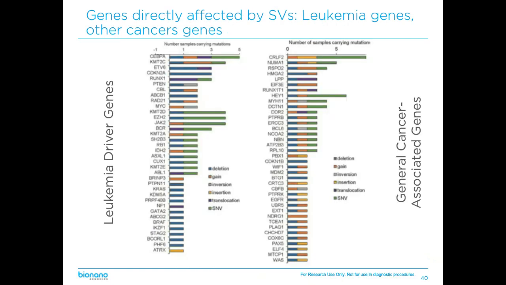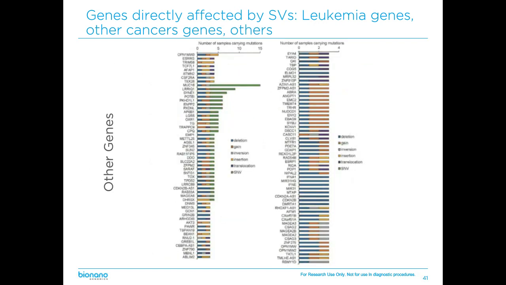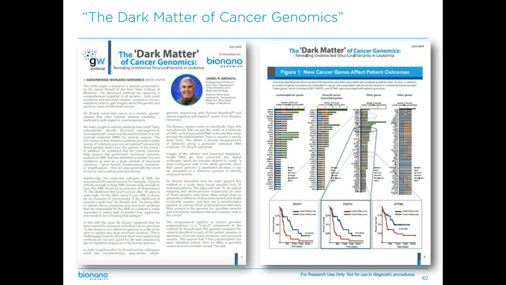They also showed recurring structural variants in dozens of genes on the right that have not before been shown to be associated with leukemia, and then in tons of genes that have never been associated with cancer at all. So being able to detect these structural variants in complex cancer genomes, genome-wide and unbiased, really can lead to new biomarker discovery and potentially treatment and drugs as well. There's a webinar that Jim Broach presented here at GenomeWeb that is available on our website or on GenomeWeb, and on the GenomeWeb website in the white paper section, you can find a transcript from that.